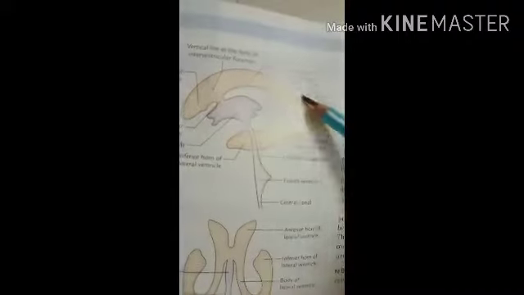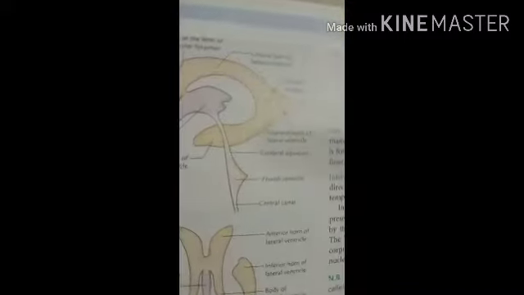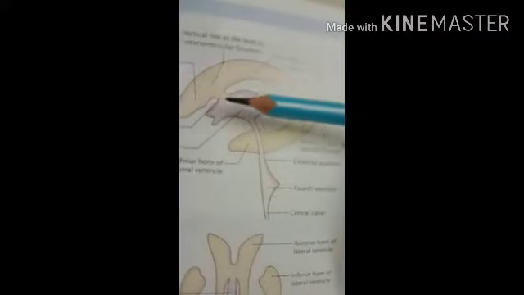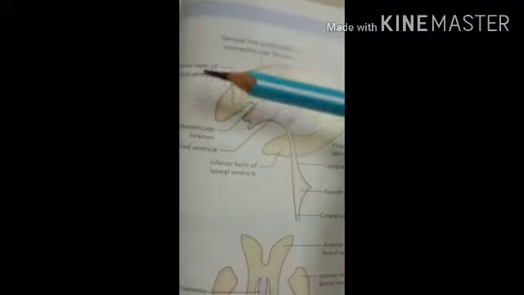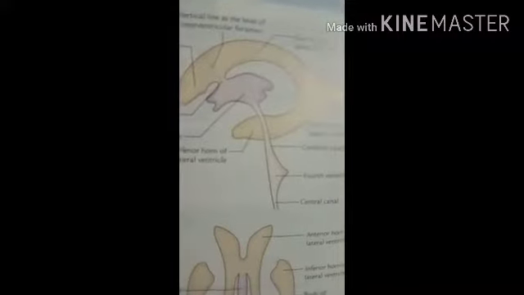Here you can see the C-shaped cavity. That is the lateral ventricle, this is the third ventricle, the cerebral aqueduct, and this is the fourth ventricle. Each lateral ventricle communicates with the third ventricle by the interventricular foramen. Here you can see the interventricular foramen.